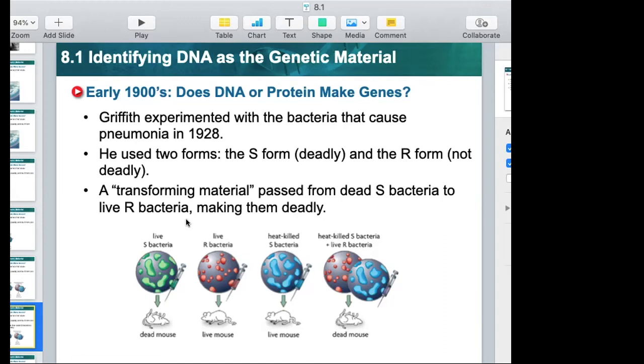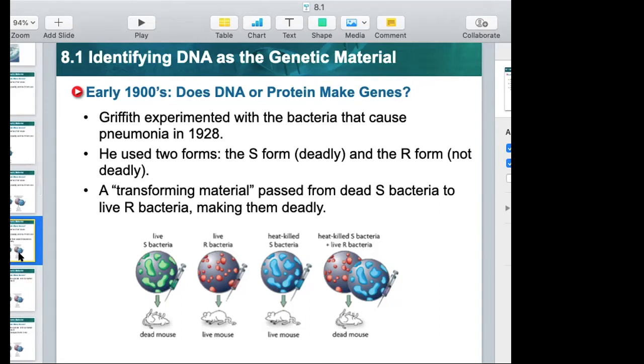So what happened here? Well, the dead S bacteria transferred their genes to the living bacteria. And the living bacteria got those genes that made them deadly. And that's why the mouse died. And at the time, he didn't know if that was DNA or protein, but he knew there was some kind of chemical that had been passed over.